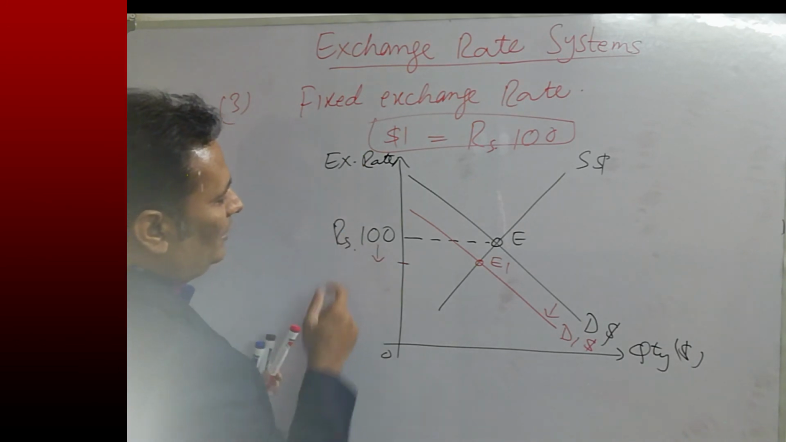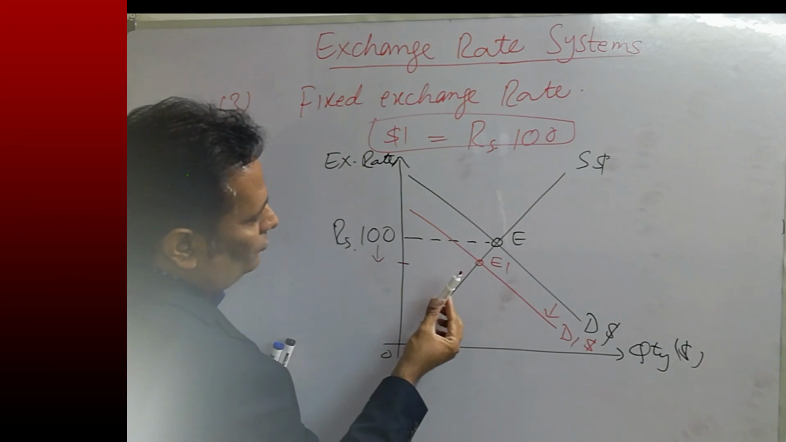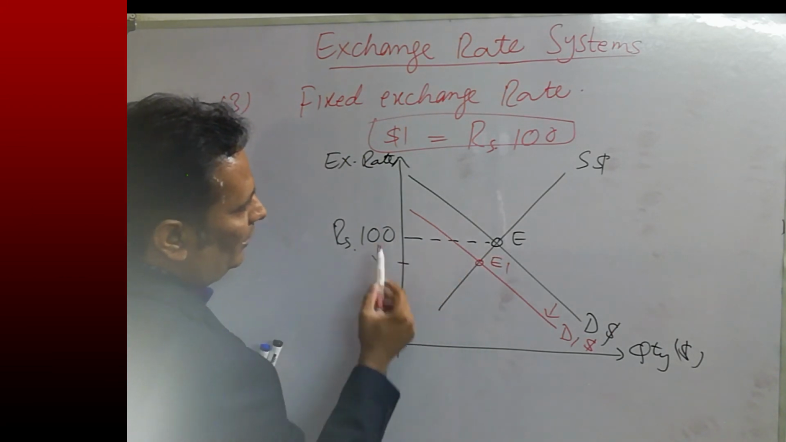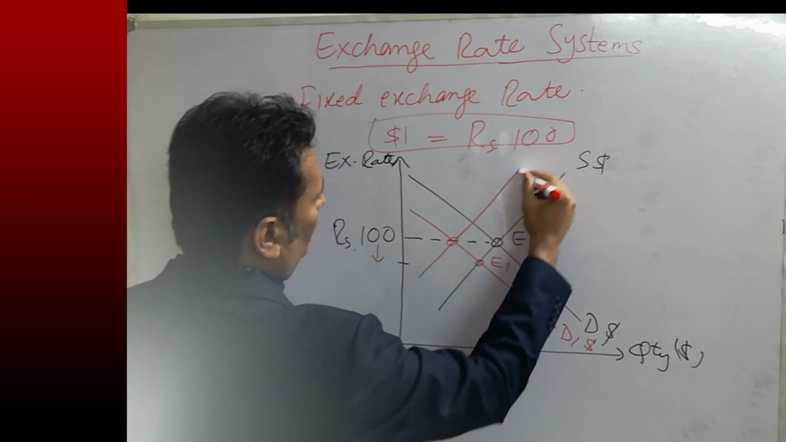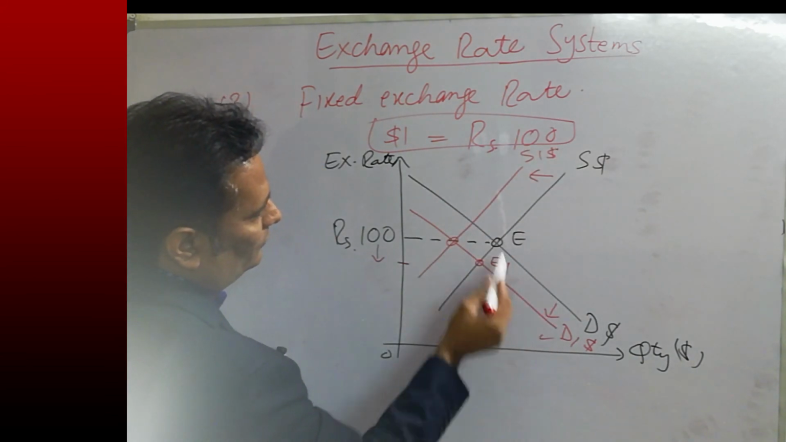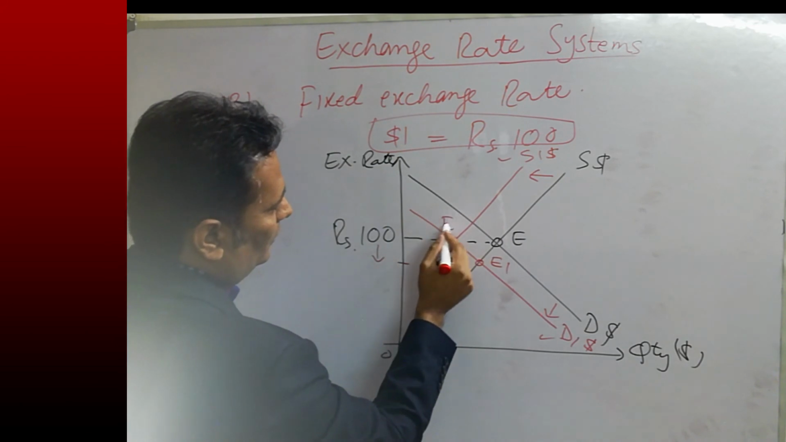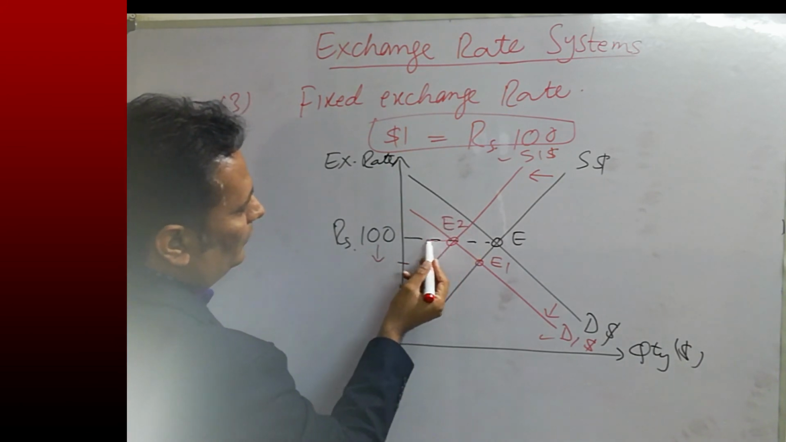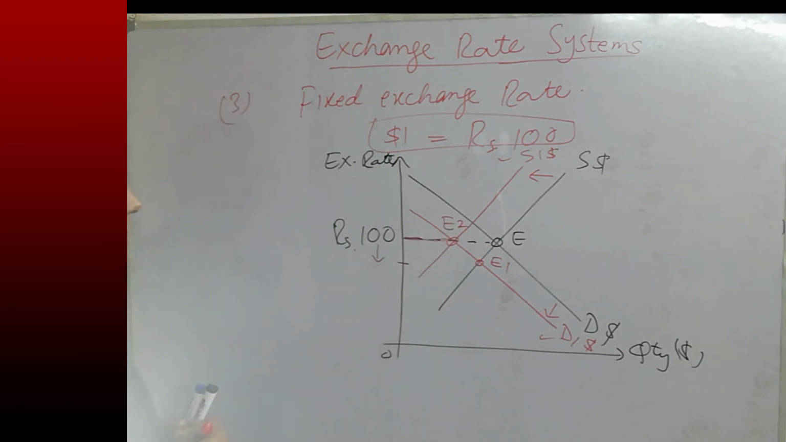So to keep it at fixed level 100, central bank will decrease supply of dollars in the market. So supply of dollars curve will shift to the left to S1, and new equilibrium will take place where D1 and S1 intersect each other at E2, and again we can see that exchange rate is maintained at the fixed level.